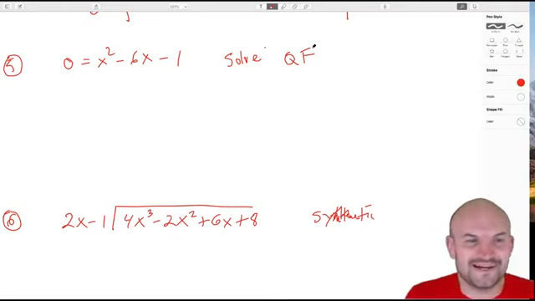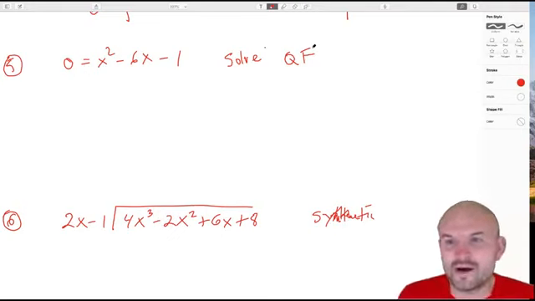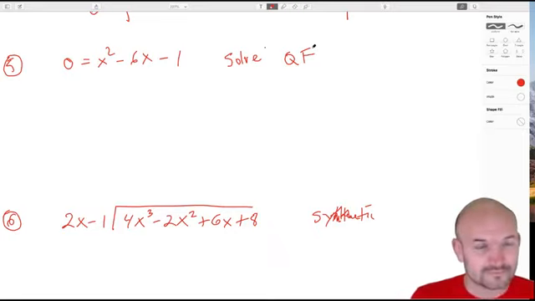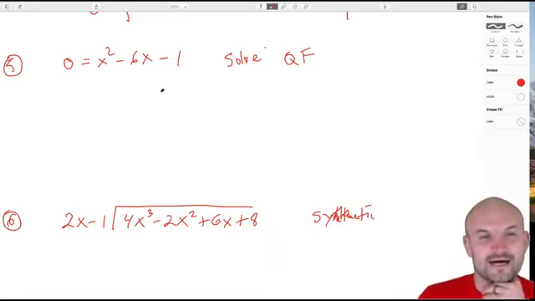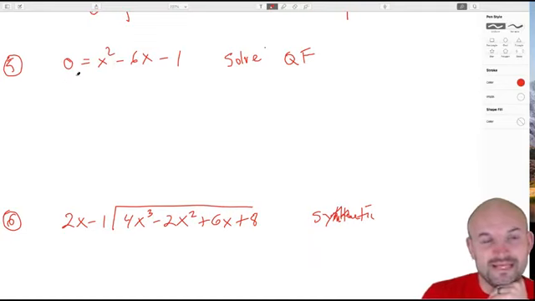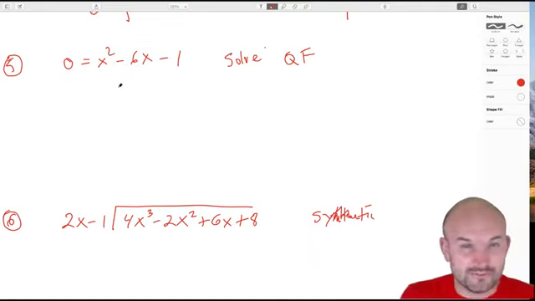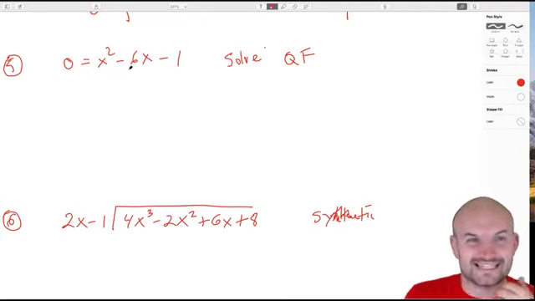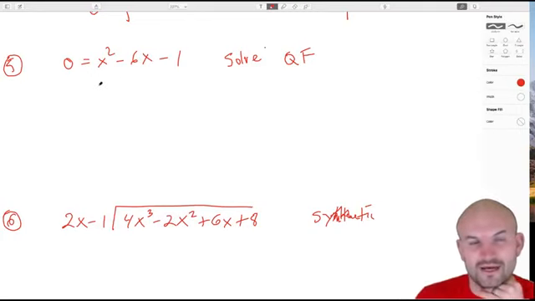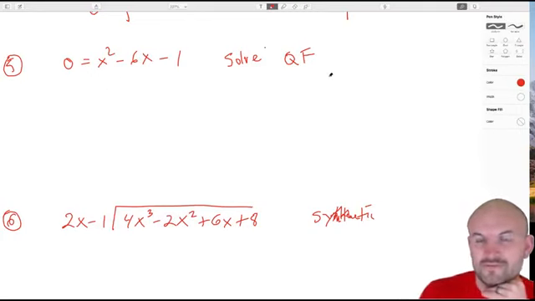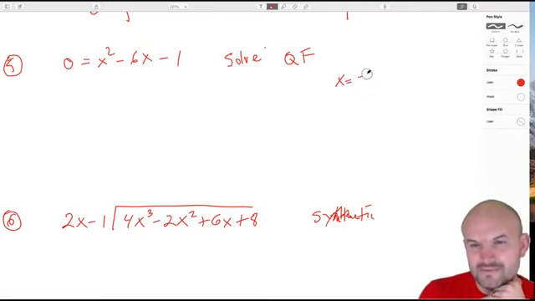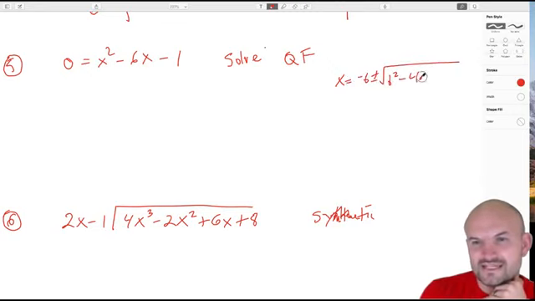All right, so let's go ahead and do a problem for quadratic formula. You could do completing the square, or you could look into factoring. In this case, it's non-factorable. So therefore, I am going to use the quadratic formula. And again, if you forgot the quadratic formula, it's x is equal to opposite of b plus or minus the square root of b squared minus 4 times a times c all over 2 times a.